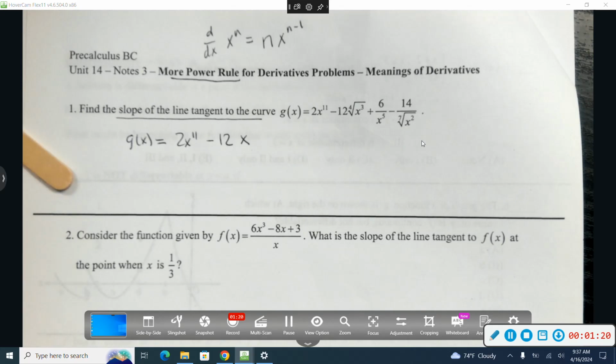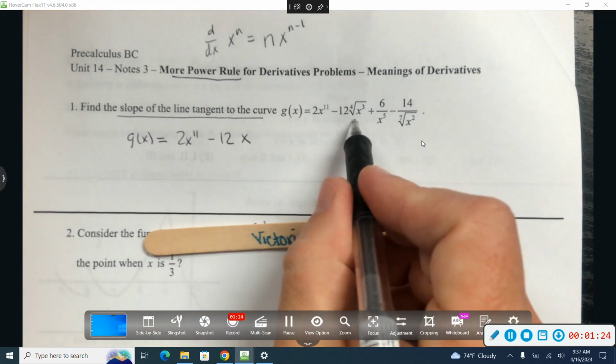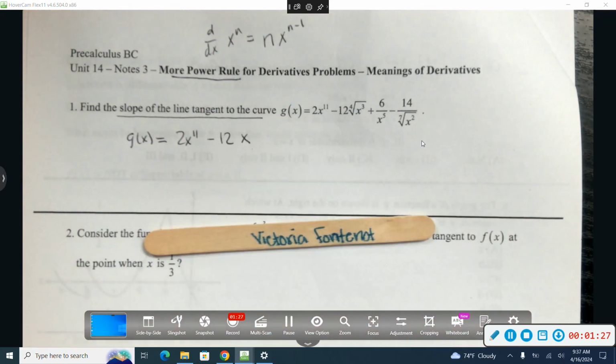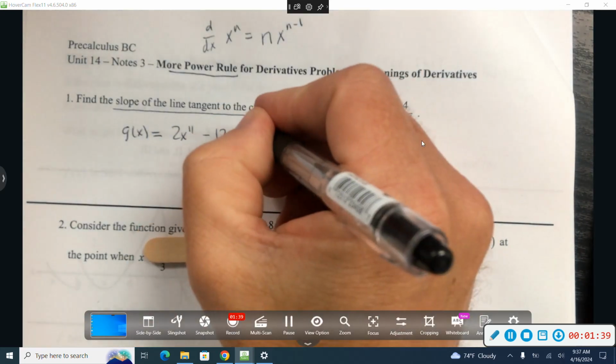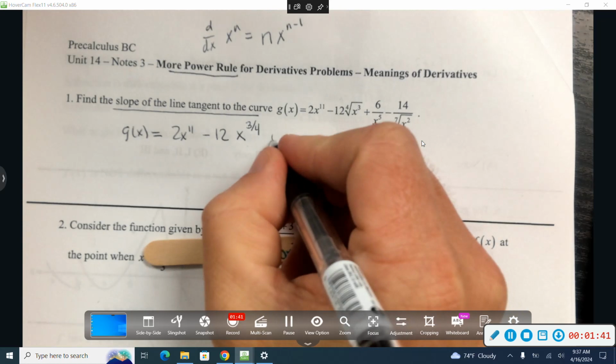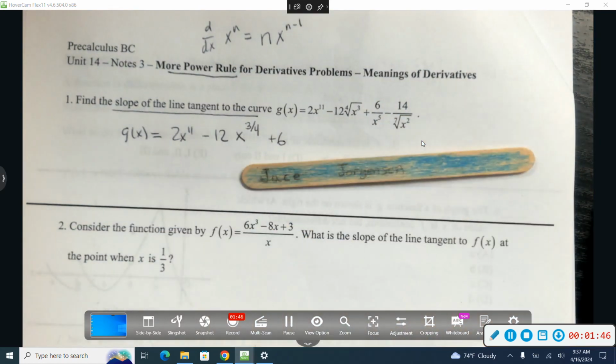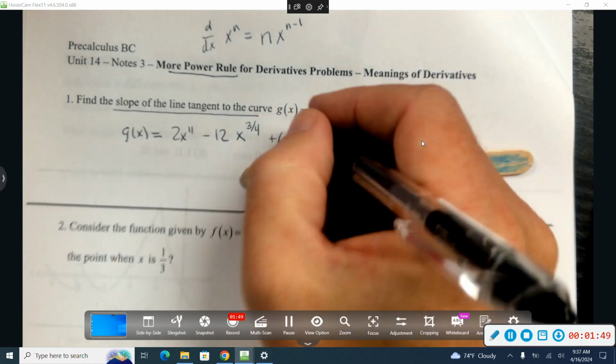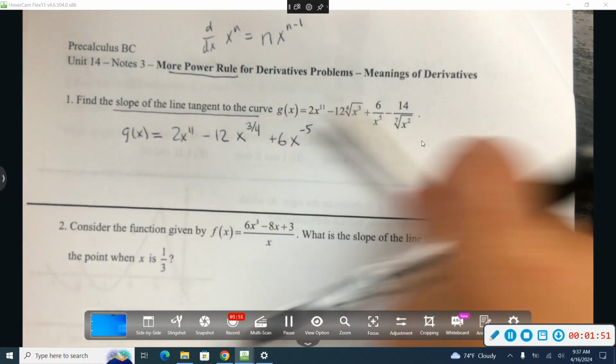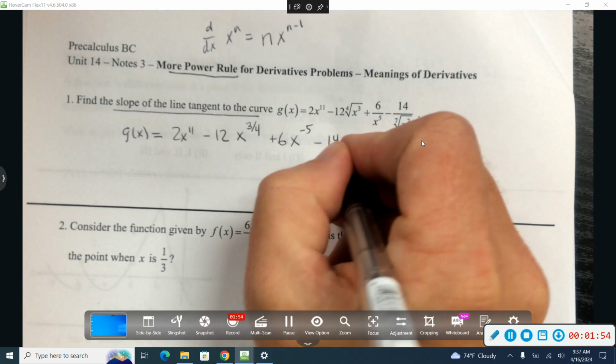Find my third period popsicle sticks. So, Victoria, how would you rewrite the fourth root of x cubed as a power? The flower power grows on the top and the root grows on the bottom? 3/4. So x to the 3/4 plus 6. Jace, I got x to the 5th in the bottom, so how do I write that as x to the negative 5 minus 14.